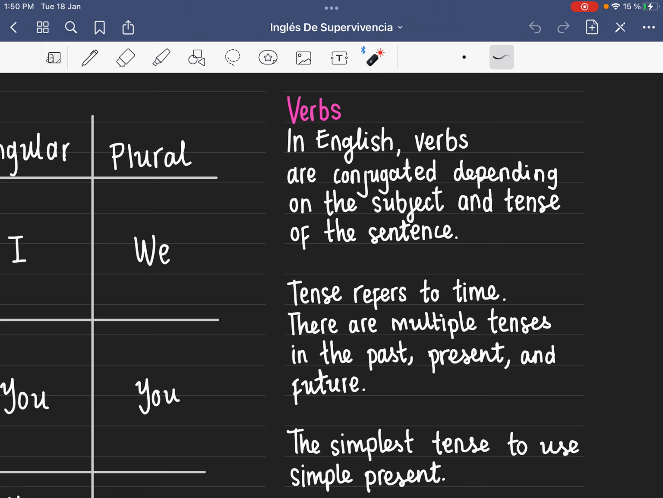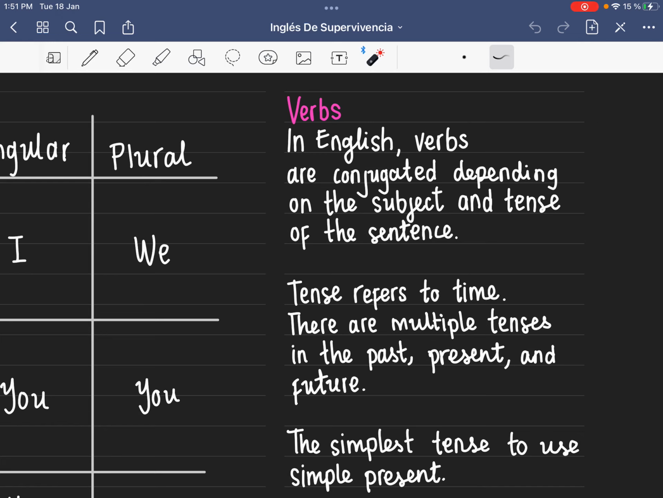Verbs in English are conjugated depending on the subject and the tense of the sentence. En inglés, los verbos los conjugamos dependiendo del sujeto, quien hace la acción, y el tiempo verbal de la oración. What is tense? Tense refers to time. There are multiple tenses in the past, present, and future. That means there are different tenses in the past, different tenses in the present, and different tenses in the future.